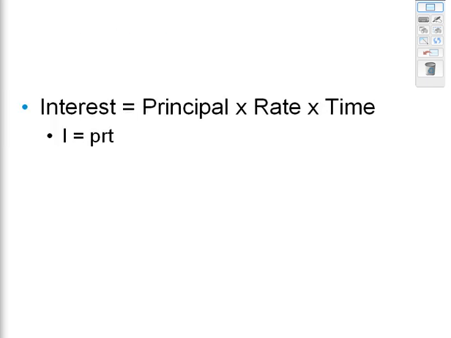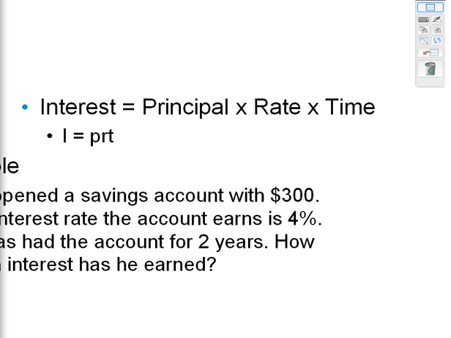Okay, so the formula for interest is principal times the rate times the time. So you see I equals PRT. You multiply those three, and that's your interest.